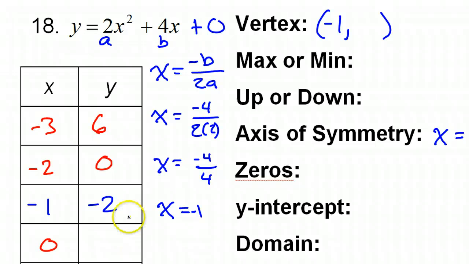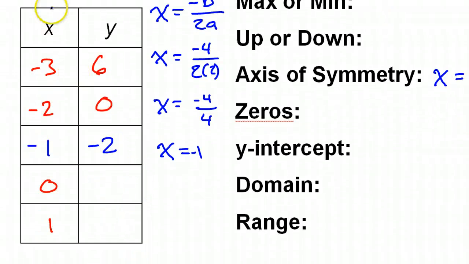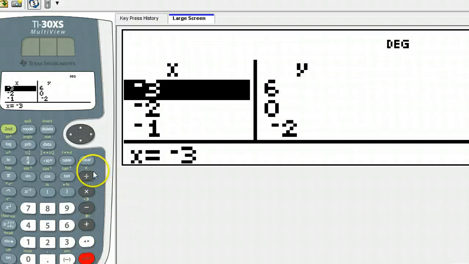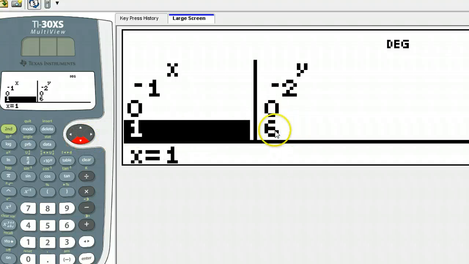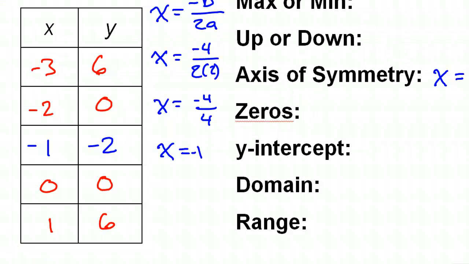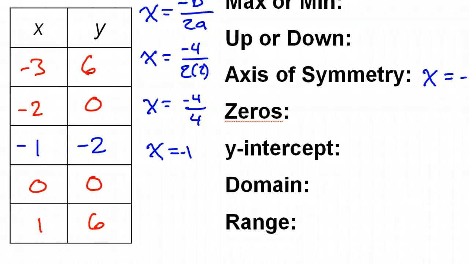Okay, now, because of symmetry, I'm expecting that the other two y values should be the mirror images of these. So I should find another 0 and then another 6. But let's check and see if that's true. Okay, there's the other 0 I was expecting, and how about the 6? Bam! There it is. All right, so that lets us know that we are doing the right thing.